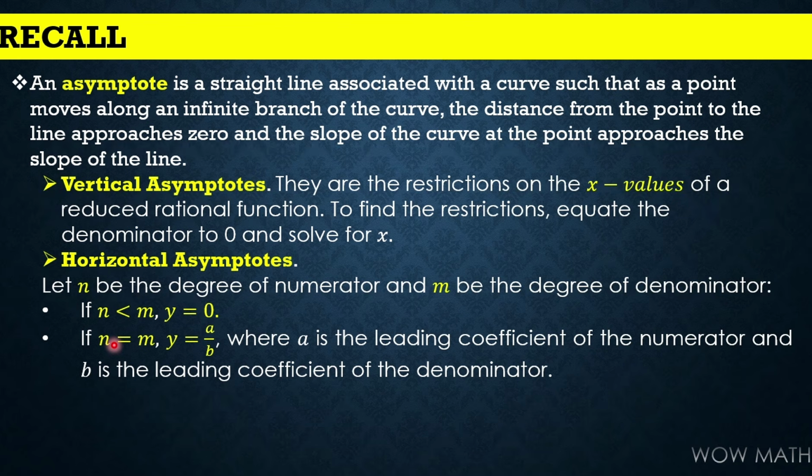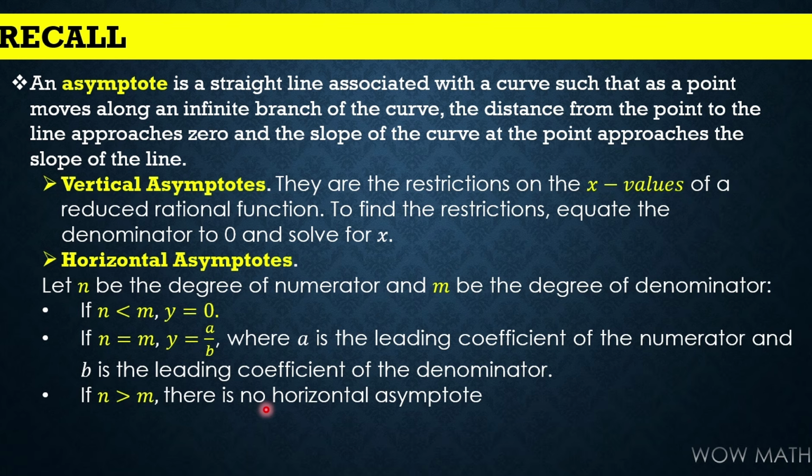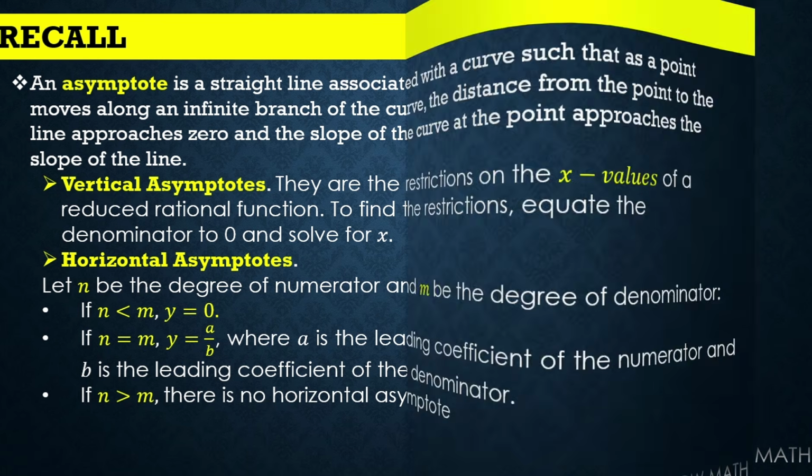If the degree of the numerator is equal to the degree of the denominator, we use y is equal to a over b, where a is the leading coefficient of the numerator and b is the leading coefficient of the denominator. If the degree of your numerator is greater than the degree of the denominator, wala tayong horizontal asymptote. So, yan yung mga properties of graphing rational function.